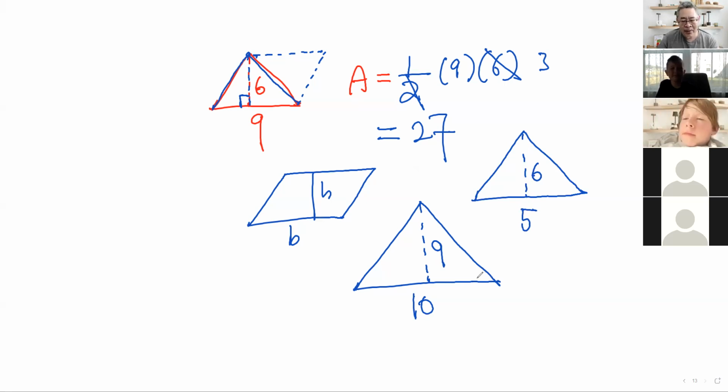So that's basically what we have for now. We know how to do the triangles. So therefore, we can go back to do this, which is a rhombus.